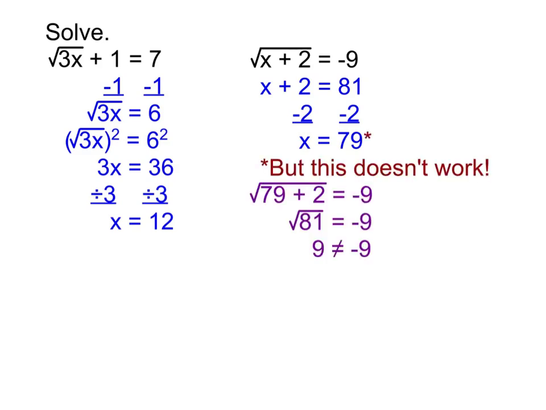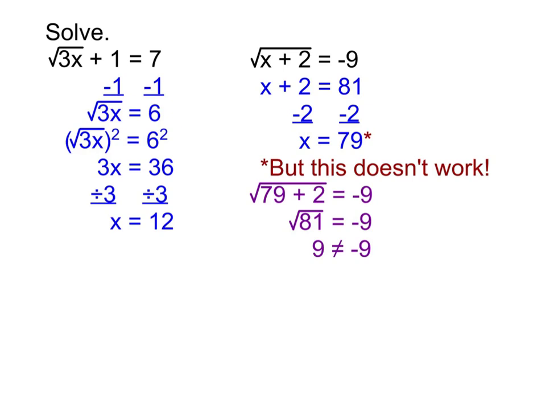Notice that if I take this answer of 79 and plug it back into the original equation, which is what I'm doing right here, I'm checking my answer. If I do that here, I end up getting the square root of 81, which is 9, but 9 does not equal negative 9. And yet I followed my process correctly. So what happened? Why does this not work? Well, we're talking about taking a square root of a number, right? Whenever you take the square root of a number, what are you always going to get out of it?